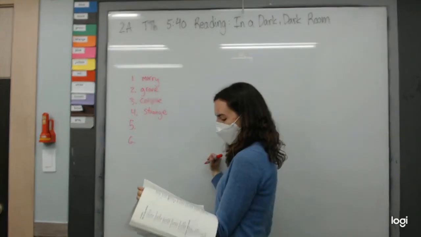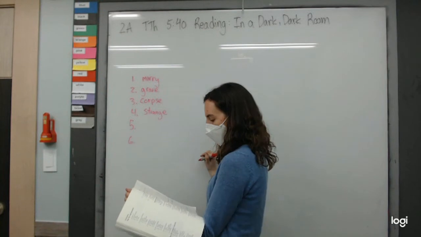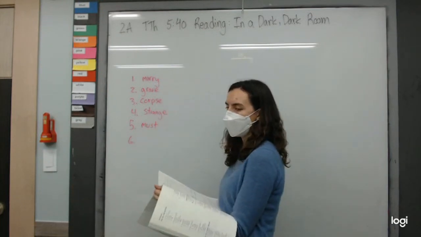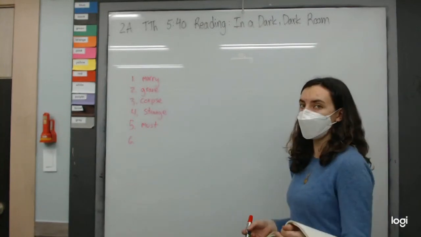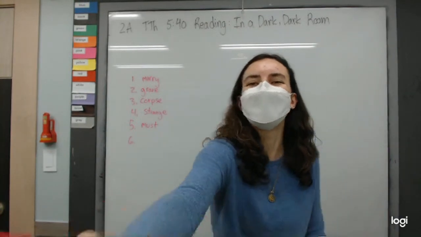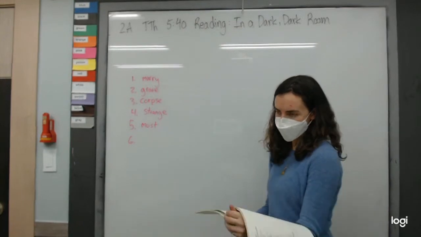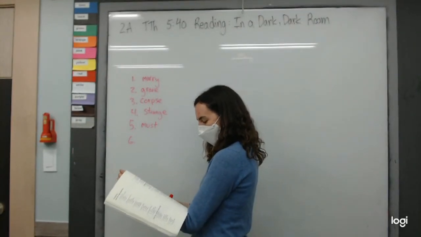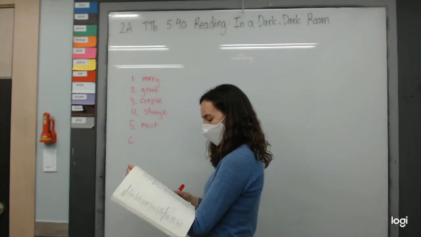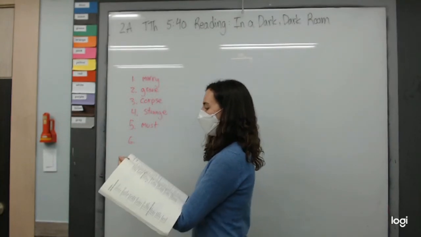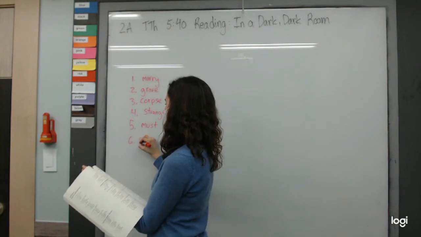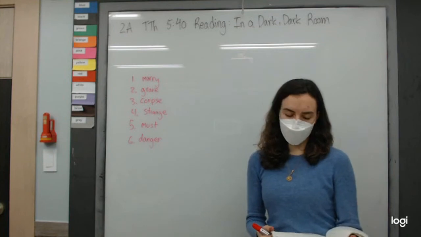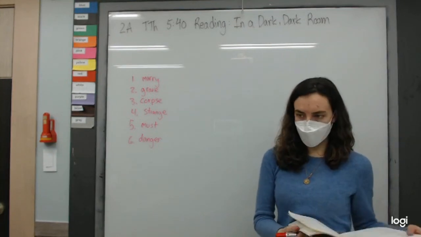Okay, number 5 is you have to do, and that is must. I must do this. I have to do this. You must study for your quiz. You have to, or your test or exam. Okay, number 6, last one, is something that can be bad for you or not safe. It is danger. It is danger if it can hurt you.